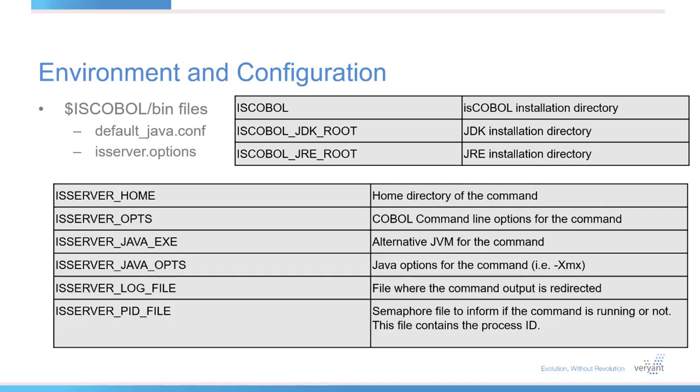The other important file in the bin folder is the isserver.options. Now these are the configuration variables that can change the behavior of the service. We're going to be looking at these options a lot in the demonstration.